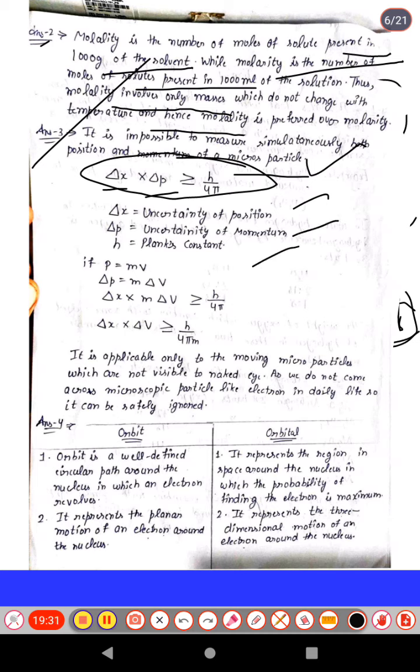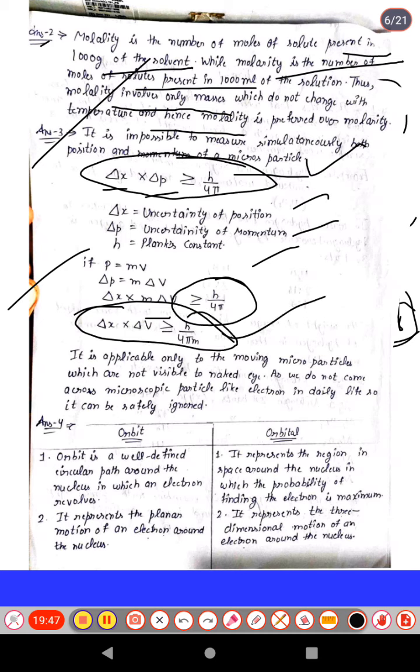If momentum p is written as mv, then delta p becomes m delta v, and it forms delta x times m delta v greater than or equal to h over 4 pi. This is the basic definition of the Heisenberg uncertainty principle, and it is applicable only to microscopic particles, which are not visible to the naked eye. As we do not come across microscopic particles like electrons in daily life, it is difficult to observe this phenomenon in daily life, so it can be safely ignored.